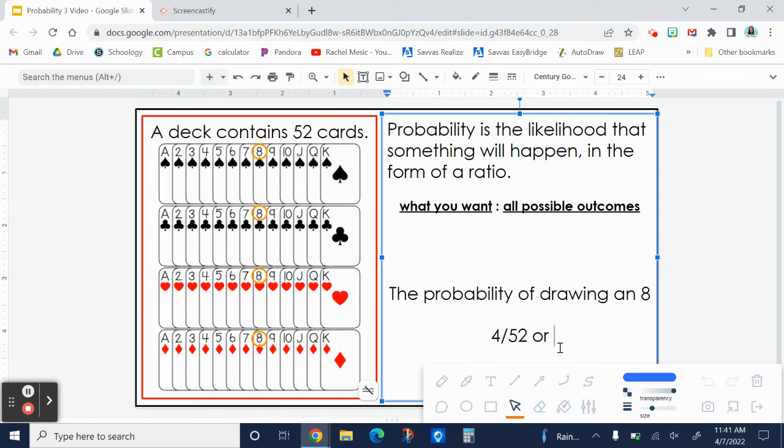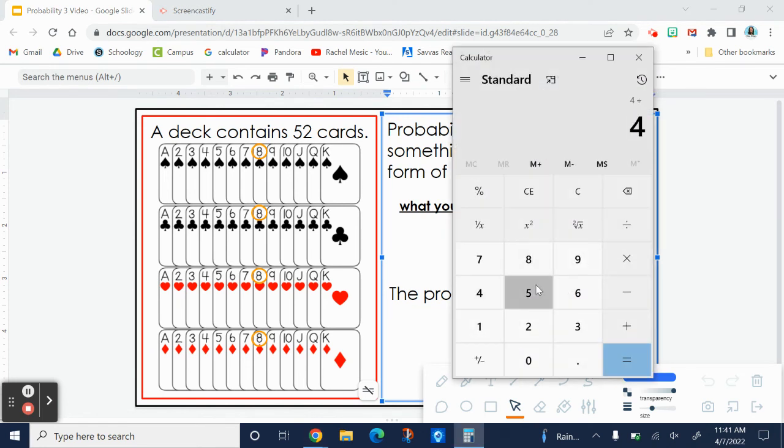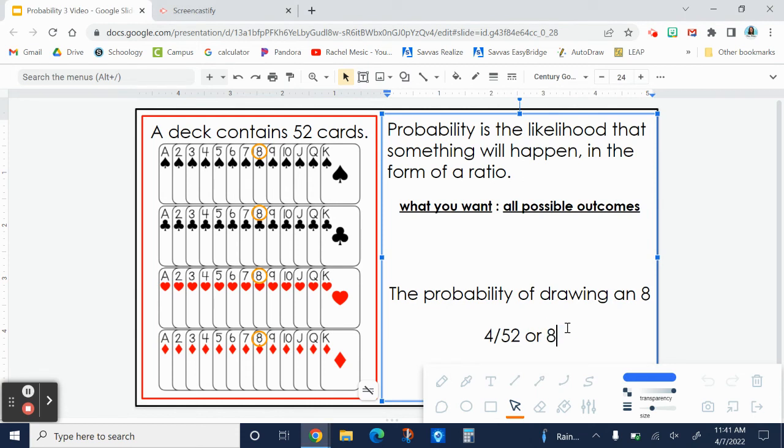Let's say, though, we want to convert it to a percent. We're going to do 4 divided by 52. Yikes. All right, so we have to move the decimal 2 to the right. 1, 2. So it would be 7%. But because the next number is 5 or higher, we get to add on 1. So instead of 7, we're going to round it up to 8. 8%. And that would be unlikely.